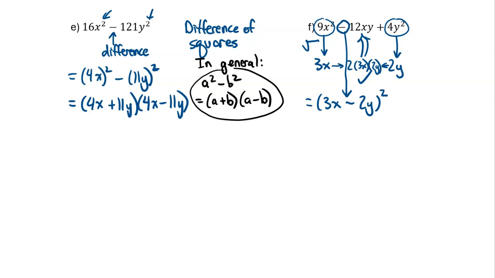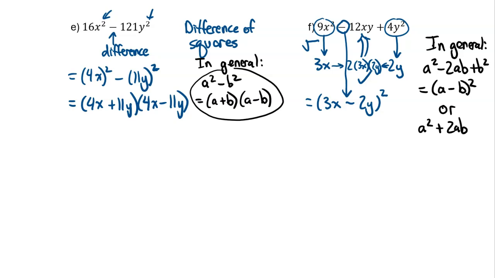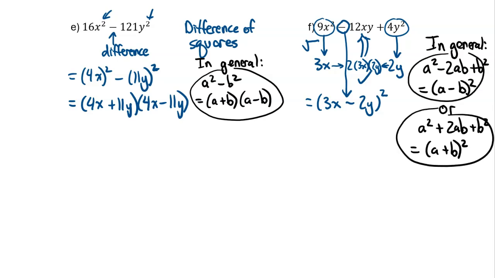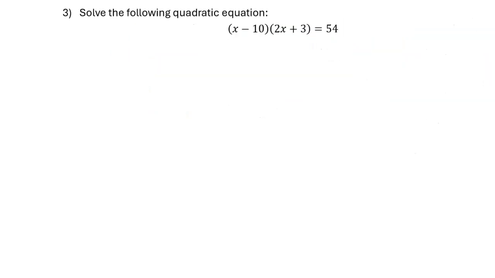So the general form in this situation would be a squared minus 2ab plus b squared is equal to a minus b all squared. Remember, the sign of the second term is the sign that's going to be between the a and b. So if I have a squared plus 2ab plus b squared, then that's going to be a plus b all squared. And so those are your two forms for a perfect square. So we've got tricky trinomials, simple trinomials, common factoring, differences of squares, and now perfect squares as well. So let's see what we would do if we were asked to solve the following quadratic equation.